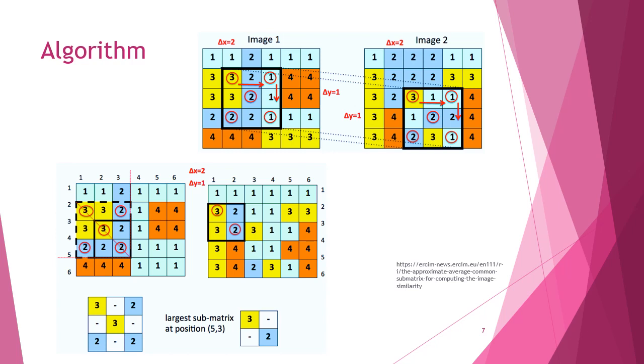This figure shows how to find the largest square submatrix at a sample position 5, 3 of the first image. In particular, the figure on the top right is a demonstration sample of match between two patches belonging to images 1 and 2. Each image has 4 colors, which are also numbered from 1 to 4. An interval of delta x equal to 2 and delta y equal to 1 is set respectively along the columns and rows of the patches.